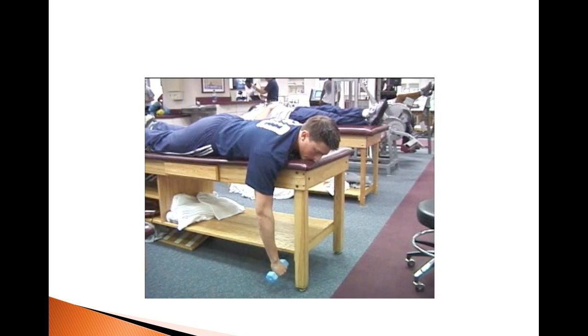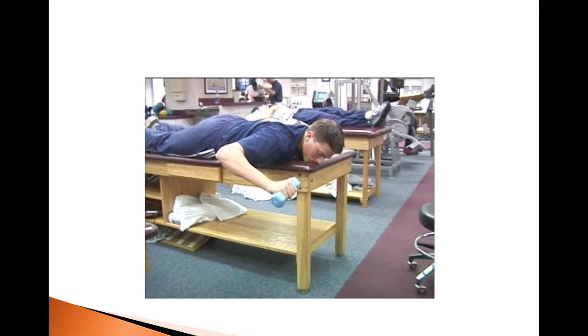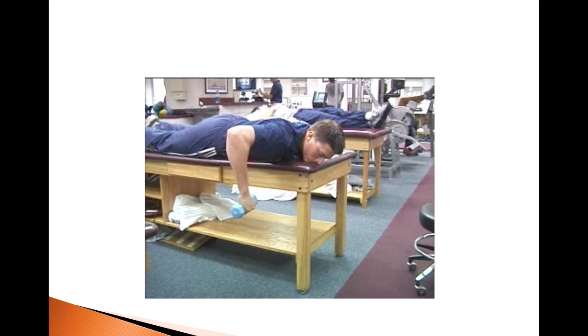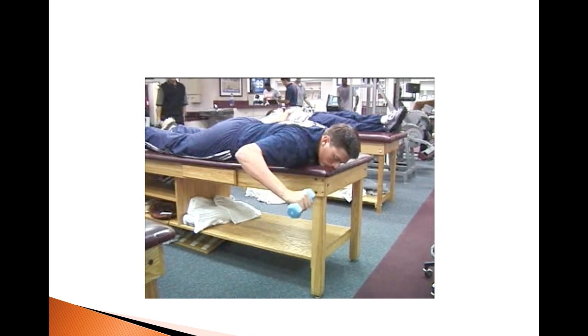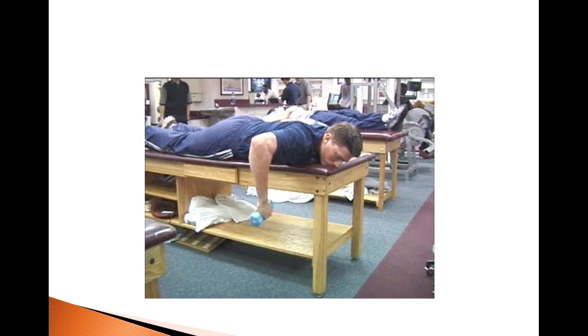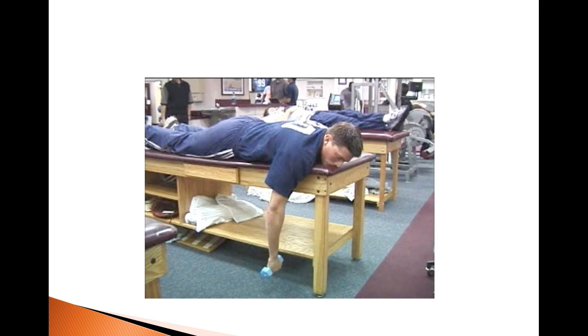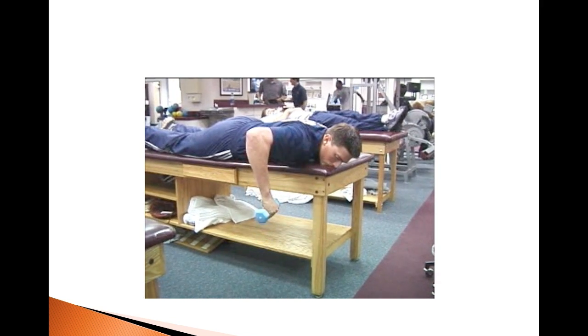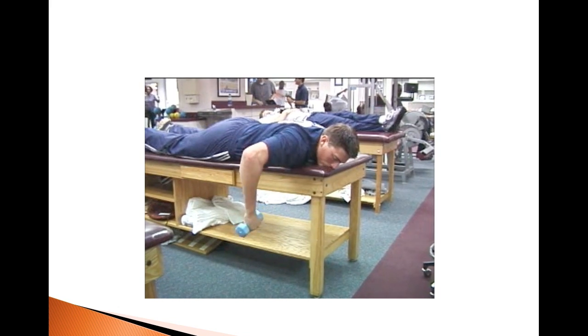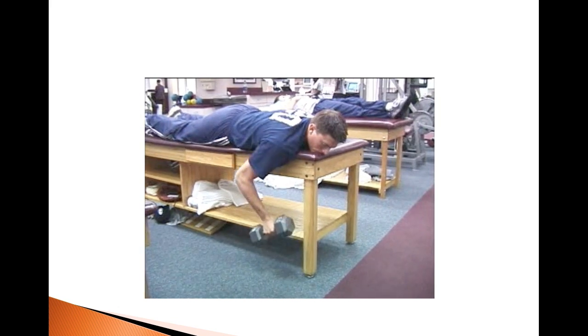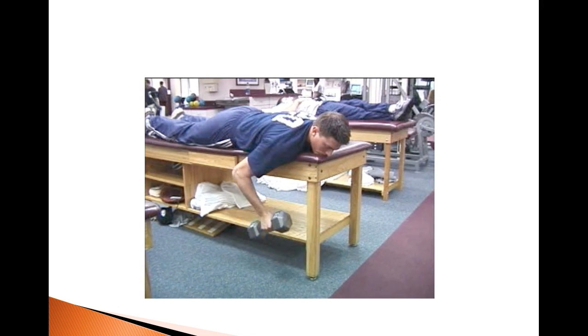Good. Okay? Now, prone horizontal abduction with external rotation. So it comes up into horizontal abduction, externally rotates, comes down, and then lets his arm down. Okay? Really good exercise. Lower middle trap. And here's just a prone row.